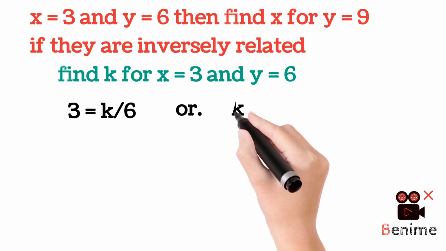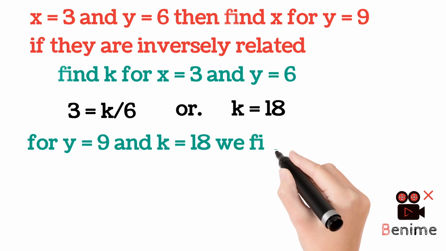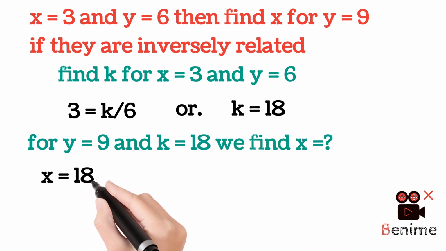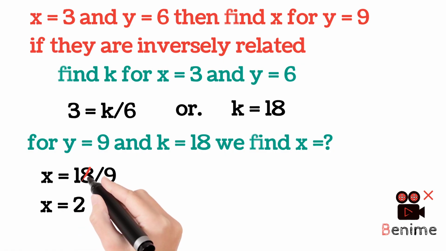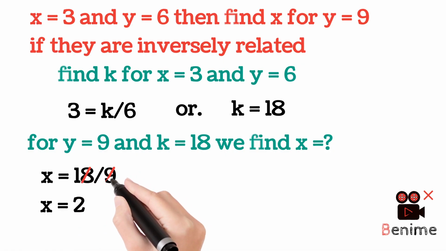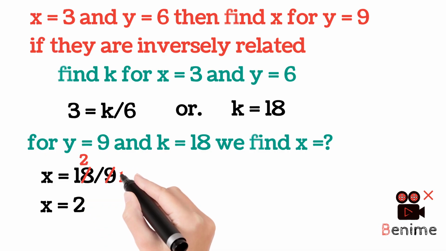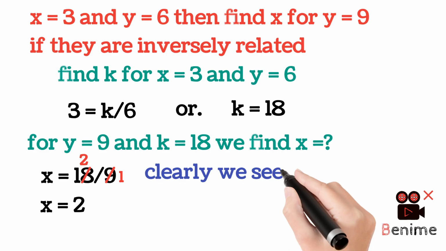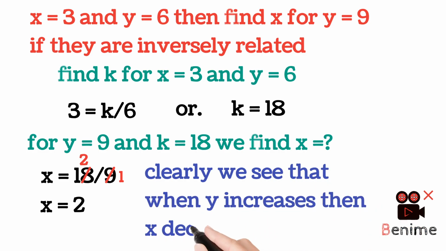As they are inversely related, we use the relation x is equal to k over y. By putting the values, we get k is equal to 18. Now for k is equal to 18 and y is equal to 9, the value of x becomes 18 by 9, which on division gives us x is equal to 2. You can clearly see that in inverse relation, by increasing the value of y, the value of x decreases.